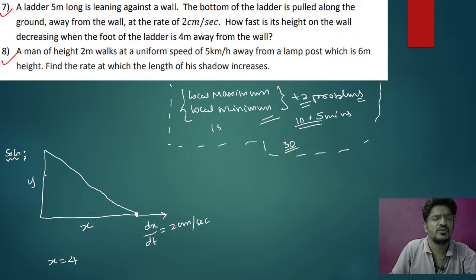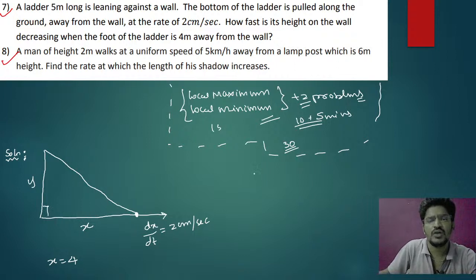That means the rate of change of the height of the wall is what they are asking. Clear? So we have to answer with the rate of change of the height of the wall. We have taken the height as y and the distance as x. Here you can see this is a right angle triangle.